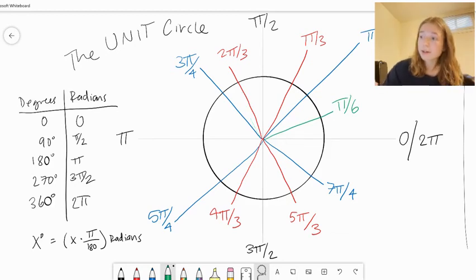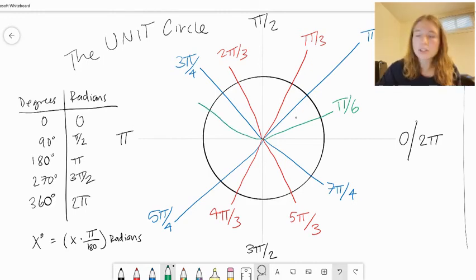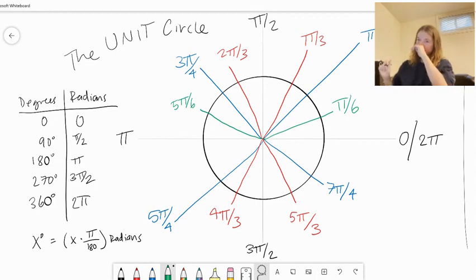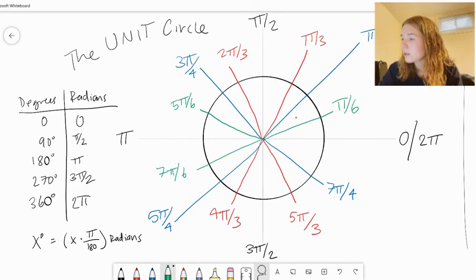The next one we're going to label is 5 pi over 6, right there. Just imagine that these lines are straight. That'll get you 5 pi over 6. And then we'll be labeling 7 pi over 6, which is right here. And the last one, 11 pi over 6.